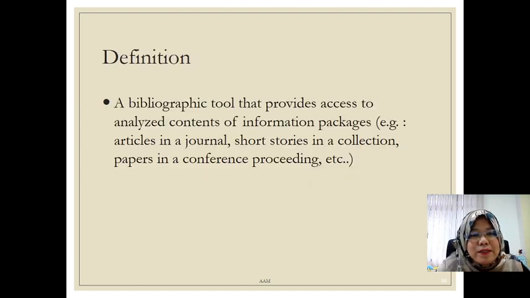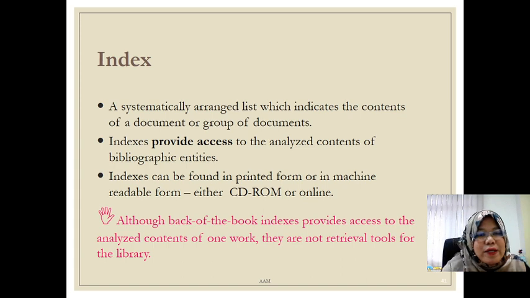So, definition: the bibliographic tools that provide access to analyzed content of an information package. Examples are articles in a journal, short stories in a collection, a paper in a conference proceeding, and so on. An index is a systematically arranged list which indicates the content of a document or group of documents. So indexes provide access to the analyzed content of bibliographic entities.